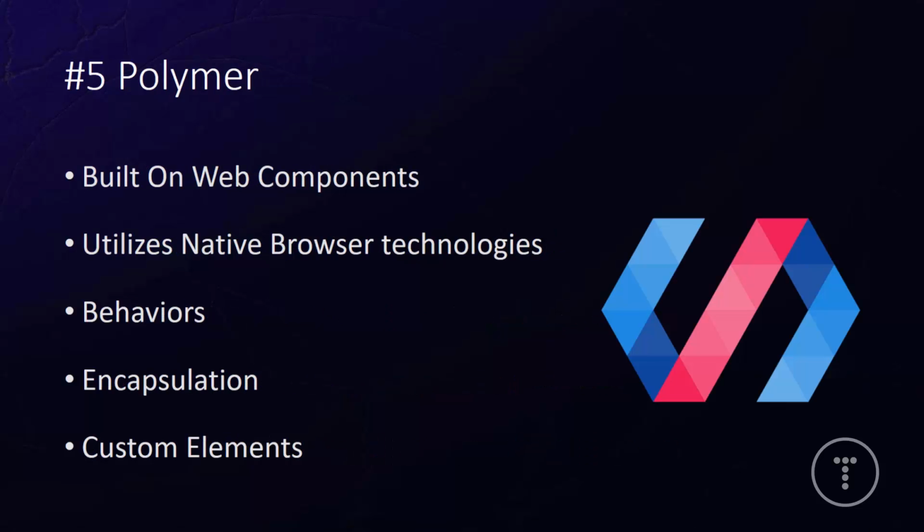So at number 5, we have Polymer, which is a framework or library maintained by Google. Polymer is built on top of the concept of web components. Web components are a set of W3C standards, which consist of several different web technologies, including custom elements. Web components are part of the browser, so we don't need any third-party libraries like jQuery or Dojo. Polymer also believes in leveraging the browser's native technologies rather than relying on a custom JavaScript library.